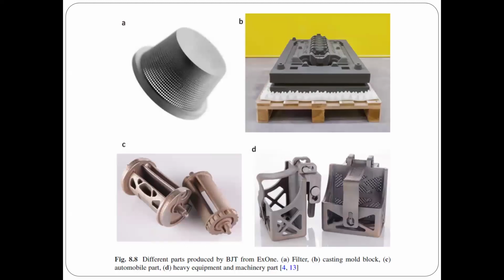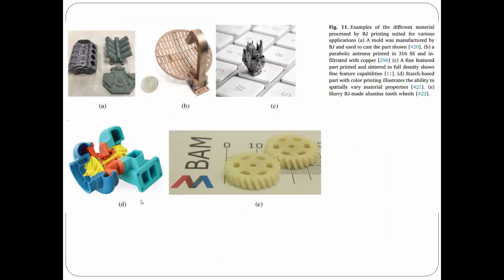I'll show you some examples coming from different research papers. So you can see that this is from the X1 company. The first one is the filter. If you talk about the second one, this is the casting. This was created for a sand casting application, so this is a mold. Then you have these automotive parts, represented in figure C. D is technically heavy equipment and machinery parts. So these are some of the examples, and then some more examples from another research paper.